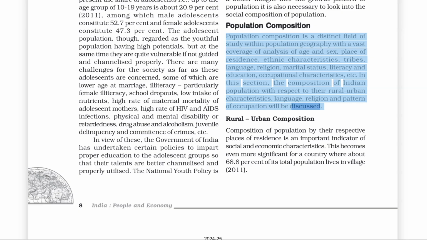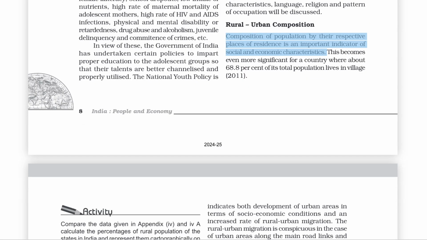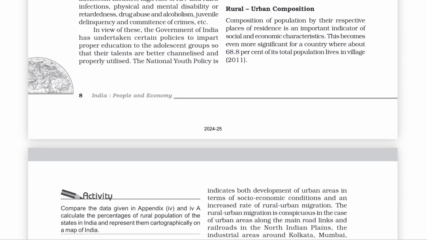Rural-urban composition. Composition of population by their respective places of residence is an important indicator of social and economic characteristics. This becomes even more significant for a country where about 68.8% of its total population lives in villages.